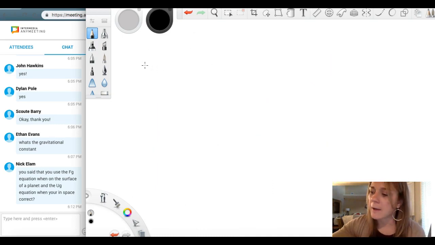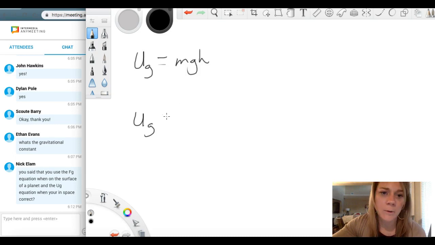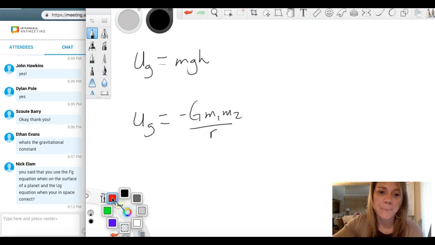We are going to use... there's two equations for gravitational potential energy. The one we used at the beginning of the year was mgh, and the one I just showed you is -G m1 m2 over r. These are both on the formula chart.